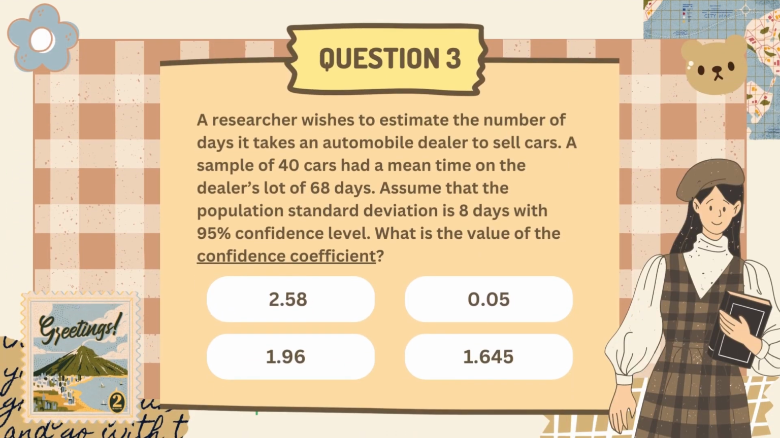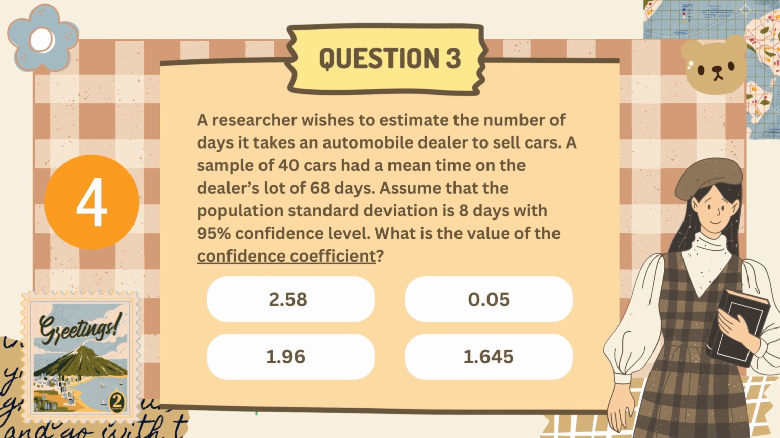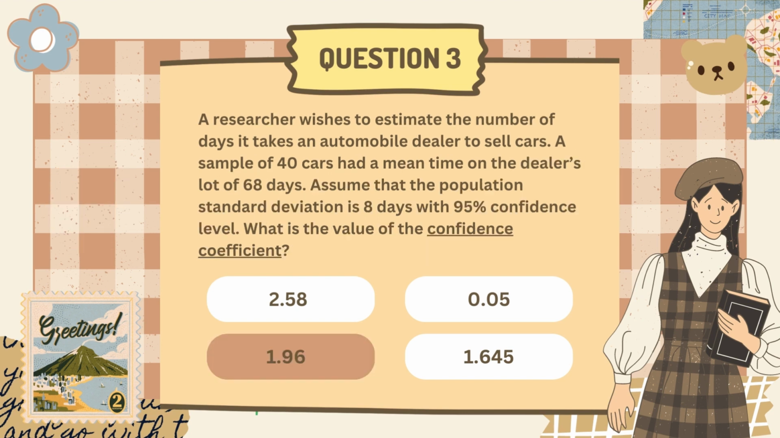A researcher wishes to estimate the number of days it takes an automobile dealer to sell cars. A sample of 40 cars had the mean time on the dealer's lot of 68 days. Assume that the population standard deviation is 8 days with 95% confidence level. What is the value of the confidence coefficient? Is it A. 2.58, B. 1.96, C. 0.05, or D. 1.645? Great! The correct answer is letter B.